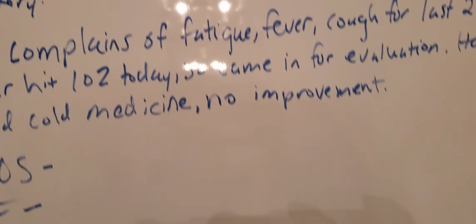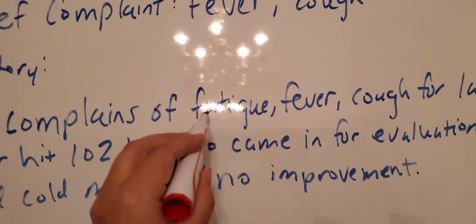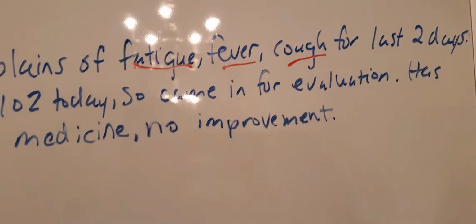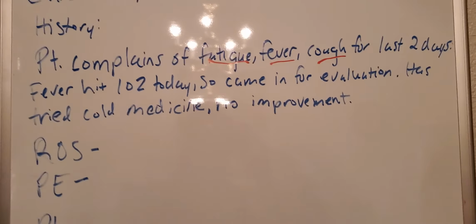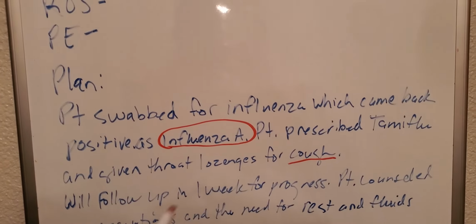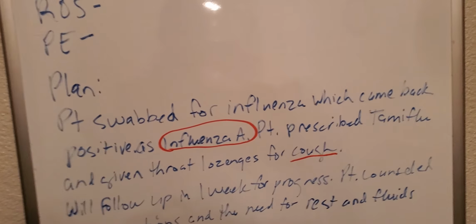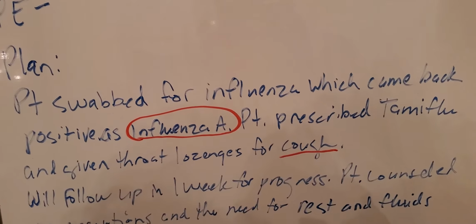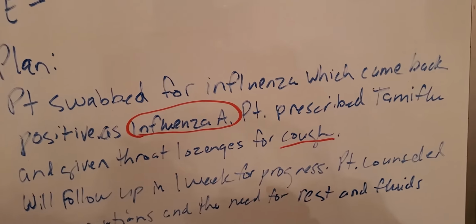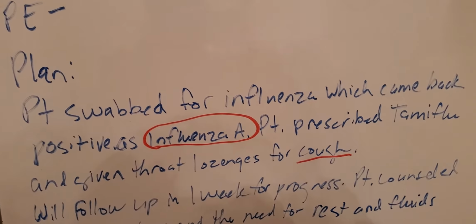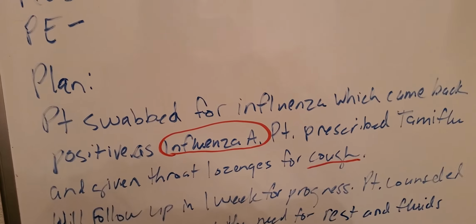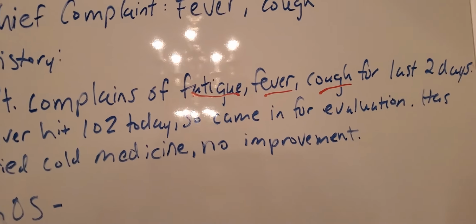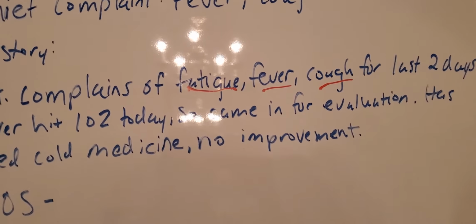Now, what do we have here? We have fatigue, we have fever, and we have cough. Okay, what ultimately ended up happening was it was influenza A. But we also have that they gave him throat lozenges for the cough. Okay, now what would you do? Think about this, okay? Remember, this is an outpatient visit, which I probably should have said from the very beginning, but it kind of goes with the territory.